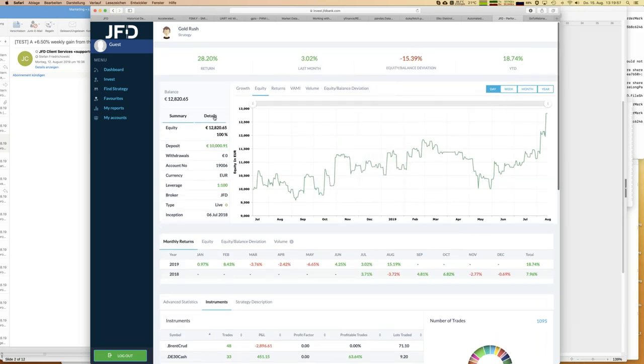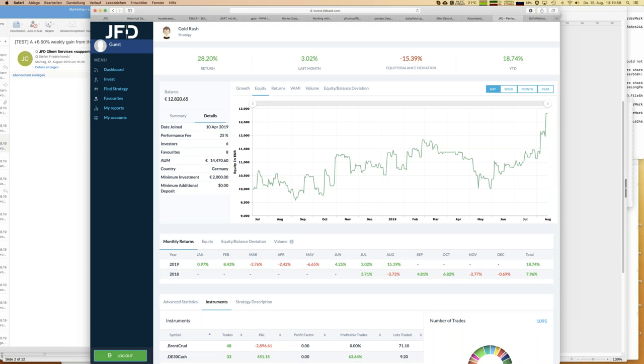And if you look at the details, I don't want to hide that one, then you see two other quite important numbers. One is the minimum investment sum, which is in this case 2K. And you can see how many investors are following the strategy, how much money is being invested into that strategy. Everything is presented here. And I have to talk about that as well.